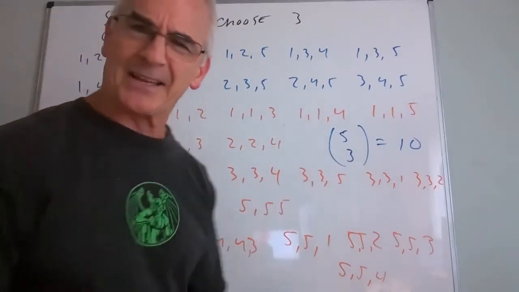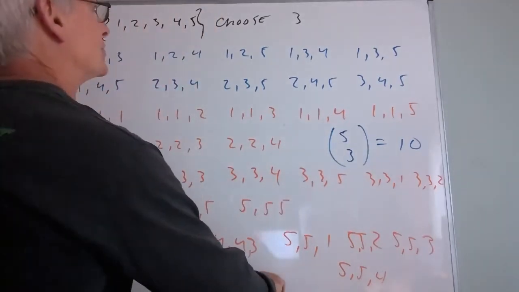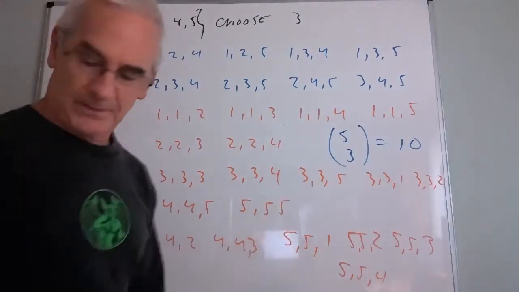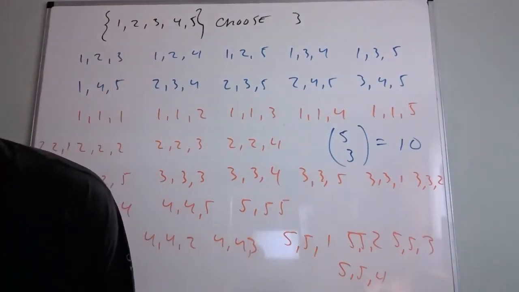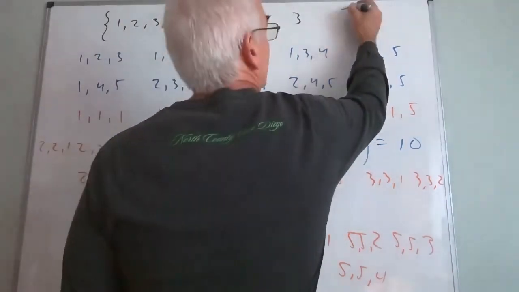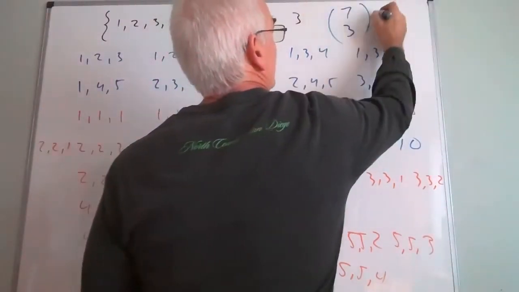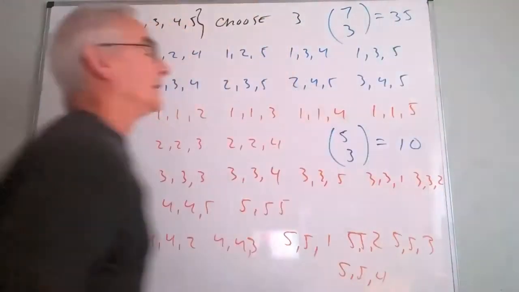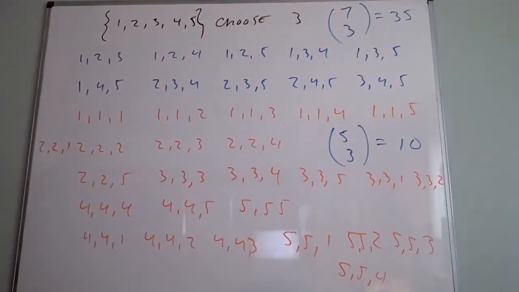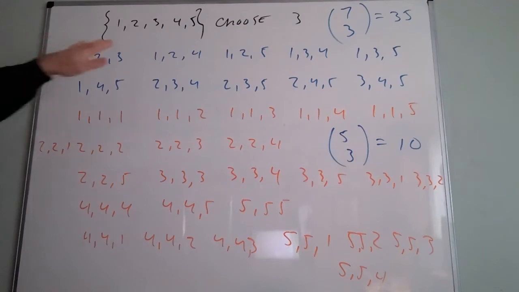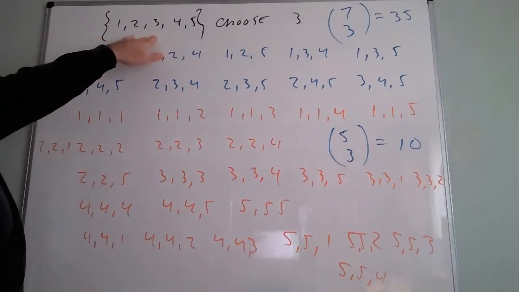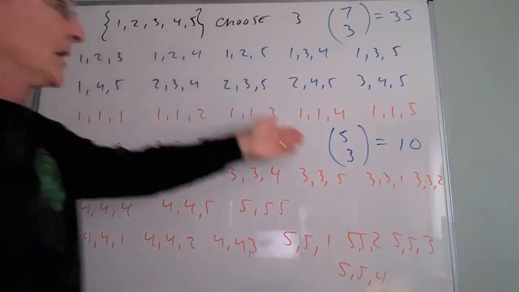How the heck can I get 35 if I'm choosing 3? Well, let's see. Are there any factorials that would give us 35 if I choose 3? Yes. Strangely enough, 7 choose 3 would be 35. So when I just picked 3 with no order, that was a simple combination. 5 choose 3, we got 10.